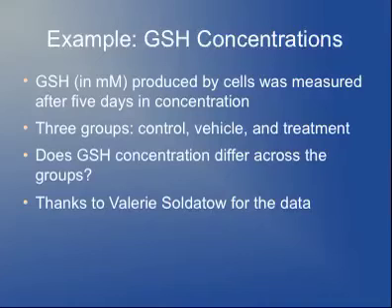Basically she had 3 different groups: a control group that was untreated, a vehicle group, which, as I understand it, had some of the chemicals that were used to deliver the treatment but did not contain the treatment itself, and then the treatment group, which contained both the chemicals in the vehicle and the actual treatment. And she wanted to test the null hypothesis that the GSH concentration was the same in these 3 groups.